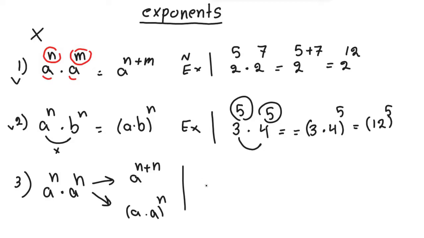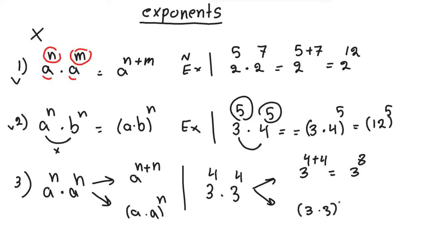Like 3 to the power of 4 multiplied by 3 to the power of 4. So you can say 3 to the power of 4 plus 4, equal to 3 to the power of 8, or you can say 3 times 3 to the power of 4, which is equal to 3 times 3, 9 to the power of 4. So both of them are correct.